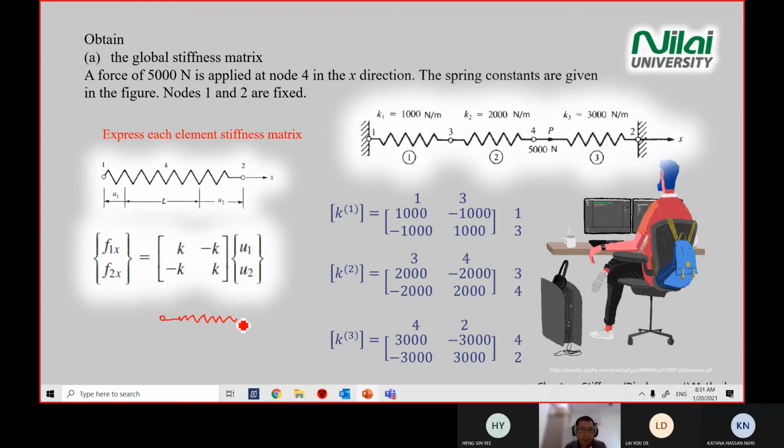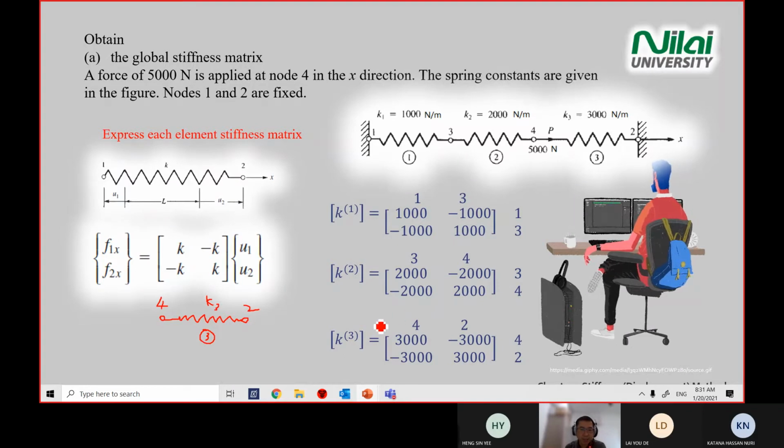Okay, same, you apply for element number 3, same. So you pull out element number 3, and you look at element number 3, you have 0.4 and 0.2. And stiffness matrix number 3 is given. So you just apply what you see in the diagram, and then you apply for the stiffness matrix here. You just import all the values inside there. So that's why you get 3000, negative 3000, negative 3000, and 3000.